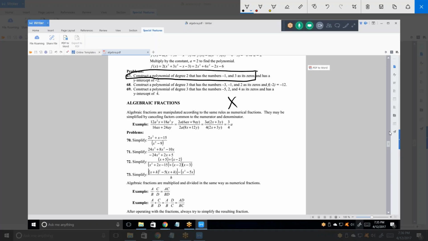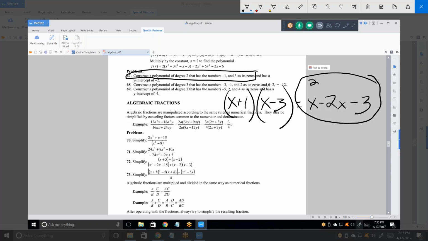So it would be x plus 1. That's one factor. What's the other factor? x minus 3. Okay. Multiply those two together. What do you get? x squared minus 3x plus x, so minus 2x minus 3. Okay. So there's the polynomial that satisfies the first part of that question. There's a second degree polynomial that has those two numbers as its zeros.